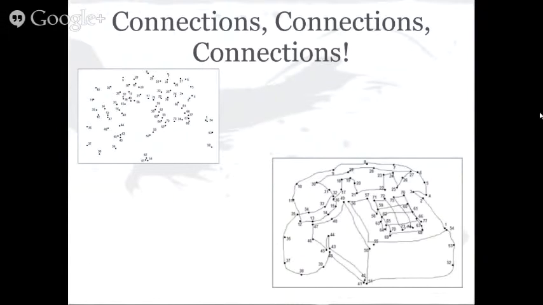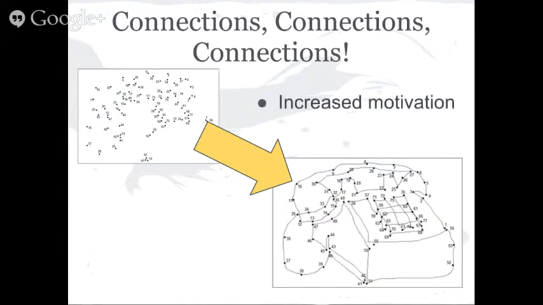So with providing as many connections as possible, if you look up at the top here, you could think of that as isolated learning. So you've got all these little bits and pieces. They're not connected. You can't really see the bigger picture. But if we draw in as many connections as possible, we're going to help enable our students to see that bigger picture. Through providing connections, we're going to see that motivation's increased as well as learning transfer.